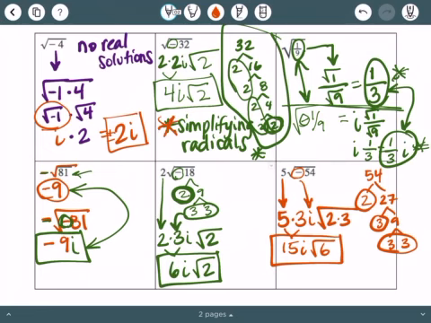Remember to Google simplifying radicals if you need some help in the factor tree part. Otherwise, if you see a negative inside a square root, pull it out, call it an I.